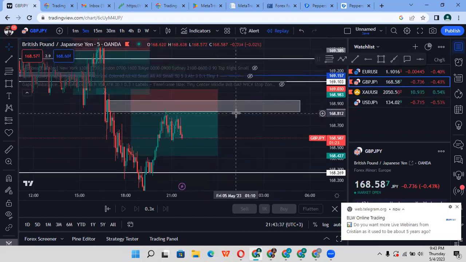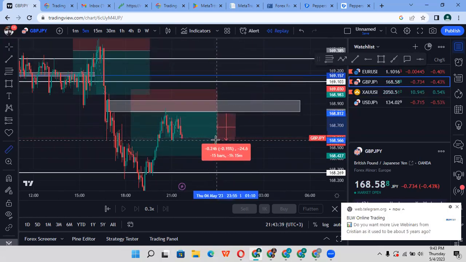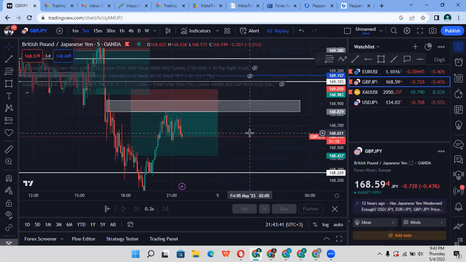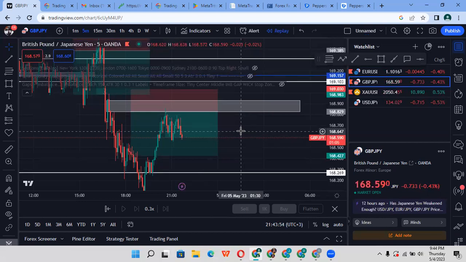How many pips has it given us already? It has given us 24 pips. This means that we close half of the trade, we move stop loss to entry, and we wait for it to take our take profits or go back and have a break even trade. So those are today's trades.